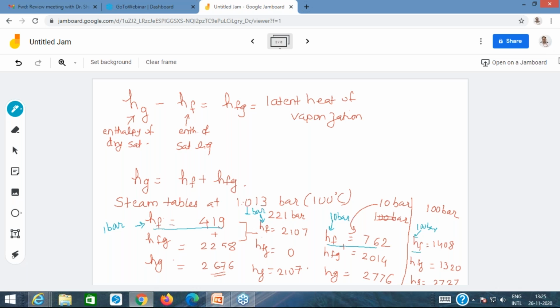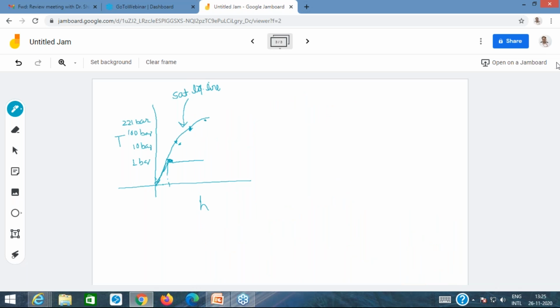At 10 bar it becomes 762. So it is 419, and at 10 bar it becomes 762. You find that the HF value goes on increasing, right? And this is the nature of the curve. It is called a saturated liquid line. Now what happens at 221 bar is interesting.